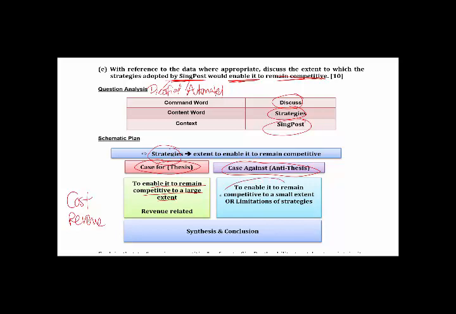You can then also look at these strategies and try to suggest, despite these strategies that have been adopted, have they actually seen any improvement? Or are there any limitations towards such strategies? And at the end of the day, you synthesize and you conclude. I shall not give away too much of the answer because I want you all to try and practice it on your own.